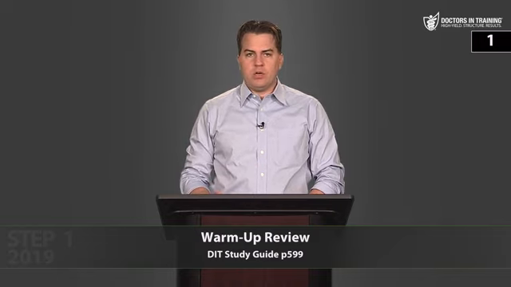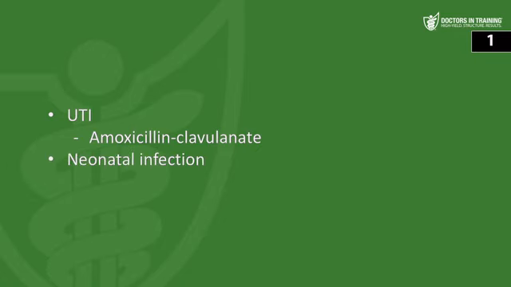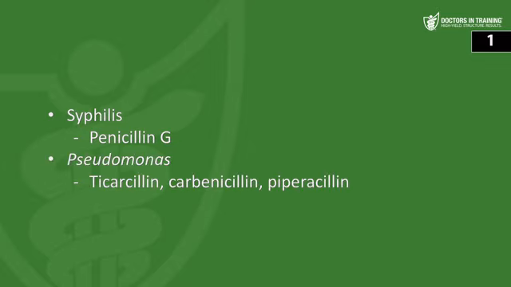So the penicillin drug you would use for a UTI would be amoxicillin combined with clavulanate. For neonatal infections, we would use ampicillin, and usually ampicillin is combined with gentamicin. In cases of syphilis, we use penicillin G. And for Pseudomonas infections, you use a combination of antibiotics, and one of those combinations might be an anti-pseudomonal penicillin, including ticarcillin, carbenicillin, or piperacillin. So again, those are also known as the anti-pseudomonal penicillins.